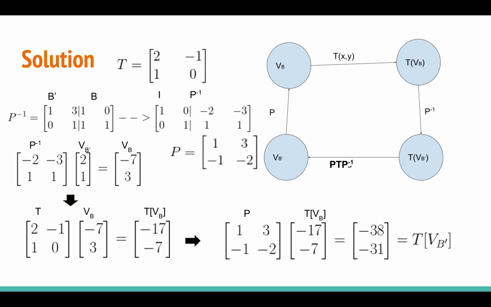P is simply the transformation from VB prime to VB. A is the transformation matrix, and this diagram demonstrates the route that we're going to take for the transformation. The transformation from VB prime to VB is going to involve the matrix P. From VB to T of VB is going to use the matrix A, and then from T VB to T VB prime is going to use the matrix P inverse. We're going to show you how to do that real quick.